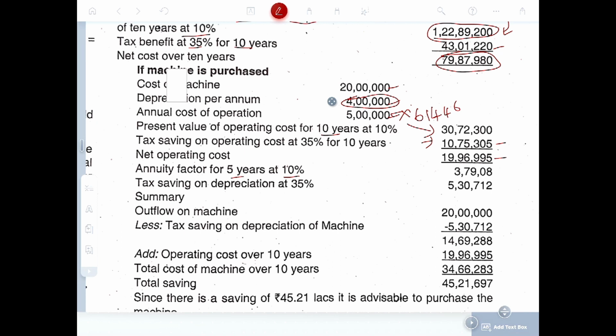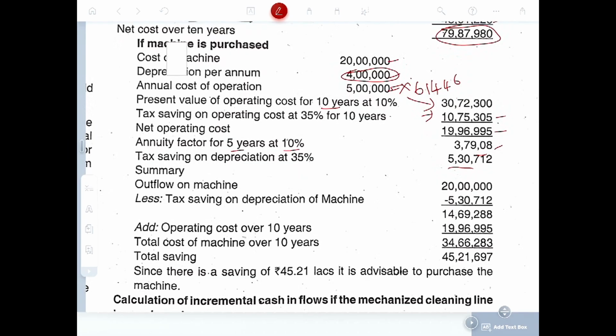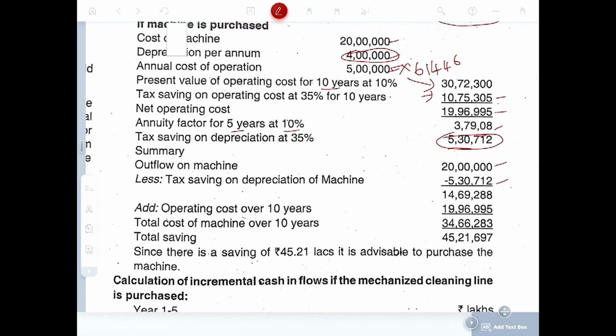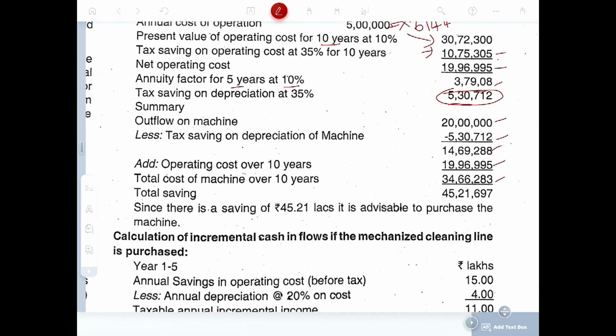The factor for 5 years at 10 percentage is the same. Other 30% on depreciation at 35% tax saving, depreciation is 5 lakhs. Outflow on machine 20 lakhs. Tax savings 5 lakh 30,000. So machinery cost 14 lakhs. Operation cost of 10 years 19 lakhs. Total cost of machine over 10 years 30 lakhs. Total savings 44 lakhs, total savings 45 lakhs. Since savings of 45 lakhs, it is advisable to purchase.